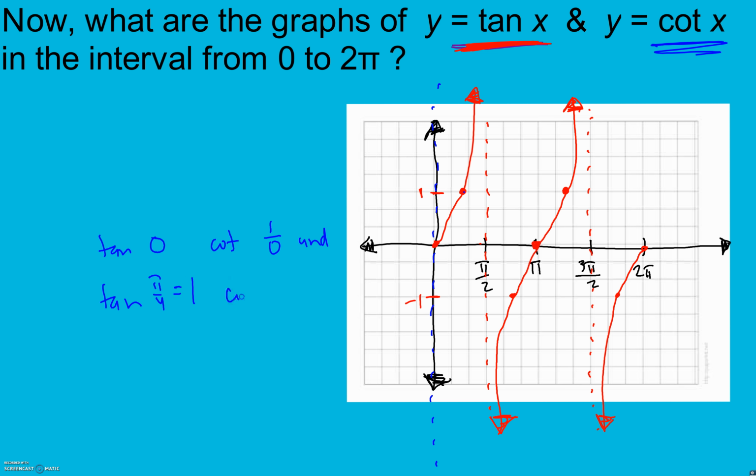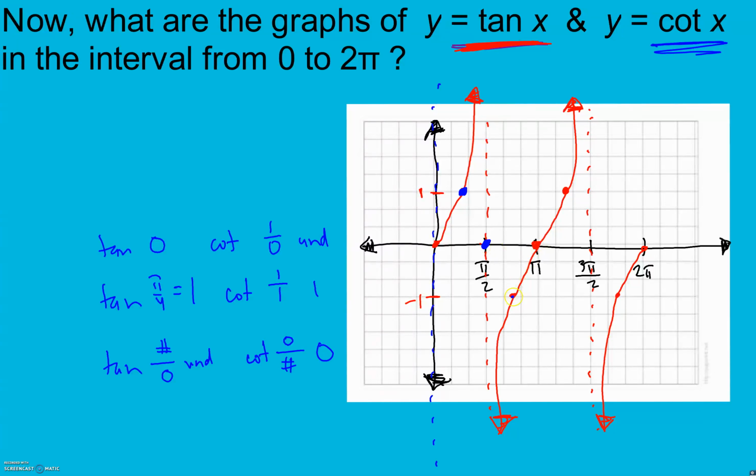Okay, so at that same spot, cotangent is 1 over 1, the reciprocal, and we get 1. Where tangent is undefined, that means we have a number divided by 0. Undefined. Cotangent then takes 0 divided by a number, which gives us 0. So our asymptotes move.